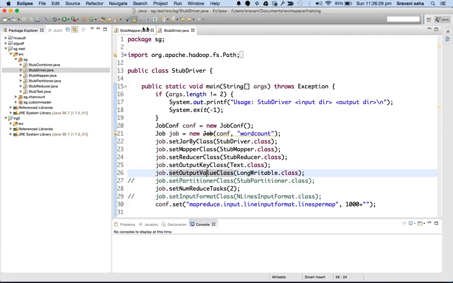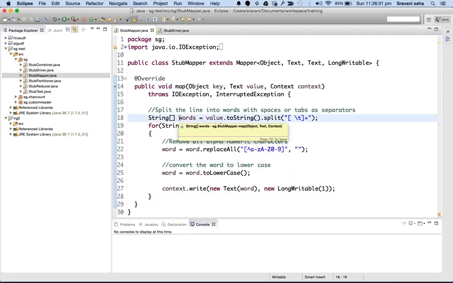Also, please note that this is a full-fledged Java program, which means it can connect to a database. It can make a socket connection. It can make a remote procedure call. It can do almost everything a Java program can do.